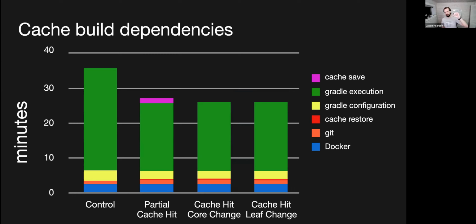So that little purple that got added to the partial cache hit is indicative of we had to spend some time saving the cache, and that also allowed us to save time on all 3 of those builds. Obviously in control, we haven't changed anything there, so it remains the same.